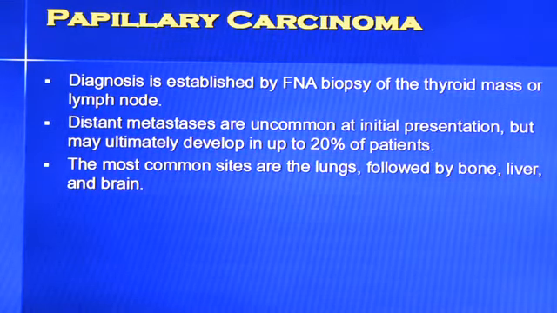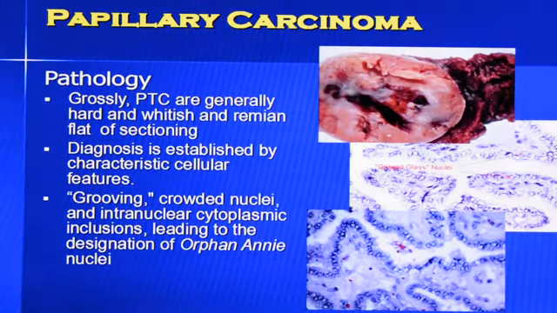Diagnosis is established by fine needle aspiration of the thyroid mass. Distant metastases are uncommon at initial presentation but may ultimately develop in up to 20% of patients. The most common sites, of course, are the lungs, the bones, the liver, and the brain. By pathology, it is generally hard, whitish, and remains flat on sectioning.